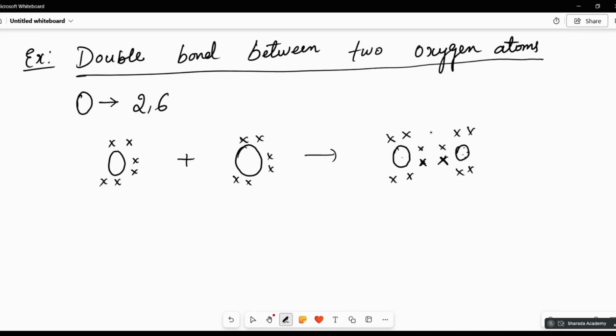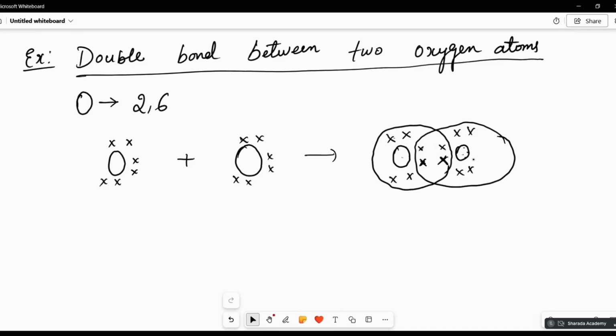Okay. So for the first oxygen, how will you write? For the first one, these are the 8 electrons which will be revolving: 2, 4, 6, 8. For the second oxygen, these are the 8 electrons: 2, 4, 6, 8 will be revolving.